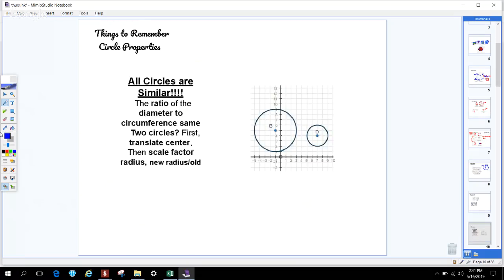Next, all circles are similar. You are going to have at least one, if not two questions on this because that's what it says on the blueprint. So what that means is, and we're going to do a problem next, it's on the bottom of your paper. This picture you don't have. You're going to have to look for two things. You're going to have to look for a translation and you're going to have to look for a dilation. And we're going to do that right now.